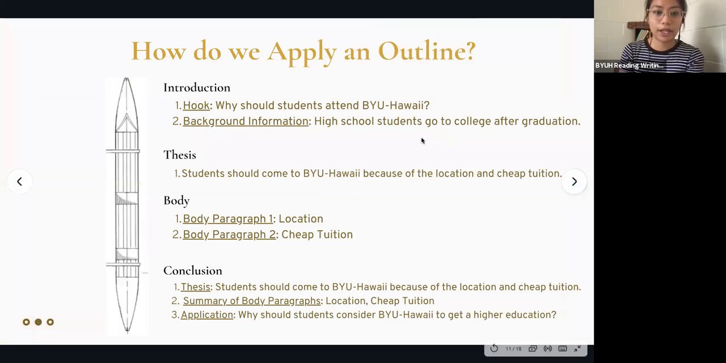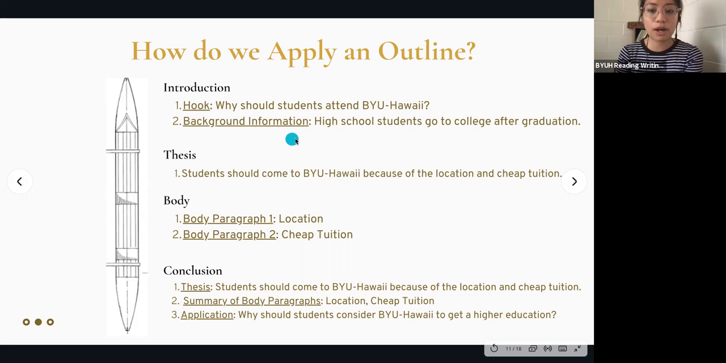And now we're gonna apply the analogy to our mock prompt. For the introduction, you can first write a hook. A hook is a question or a statement or a paragraph to start your paper. For us, we would write, why should students attend BYU Hawaii, as a question and also the beginning of the introduction. And then the second one is the background information.